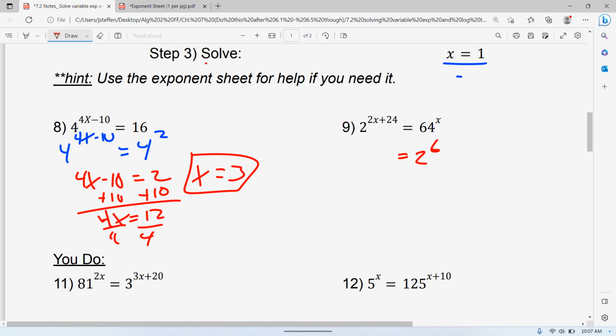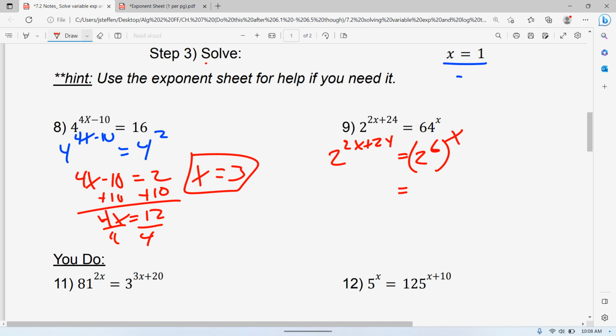Don't forget, to the 6th, we still have an x. That 64 had an x. So I changed the 64 to 2 to the 6th, but we're still raising them to the x. On the left side we have 2x plus 24. Now we talked about this property when we did radicals for the last test. If you ever have an exponent raised to another exponent, you can multiply those. You still need to not skip that step.